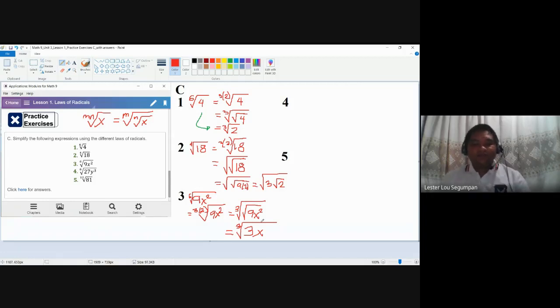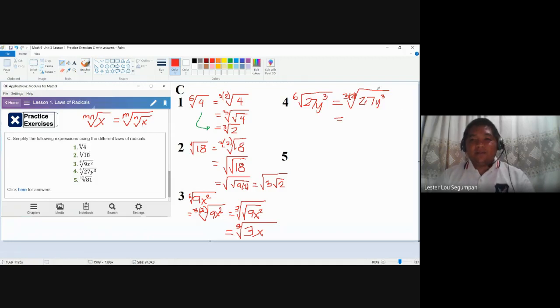Number 4. Number 4 covers the given: the sixth root of 27y cubed. So same as number 1 and number 3, the sixth root can be written as the cube root, 3 times 2, sorry, of 27y cubed. As for number 3, we use the cube root outside because we know that 9x squared is a perfect square. For number 4, 27 is a perfect cube.